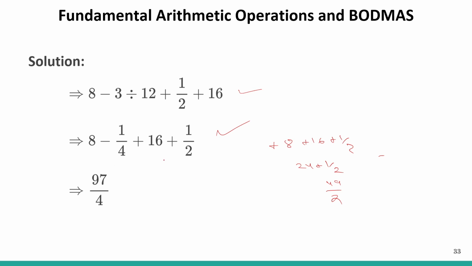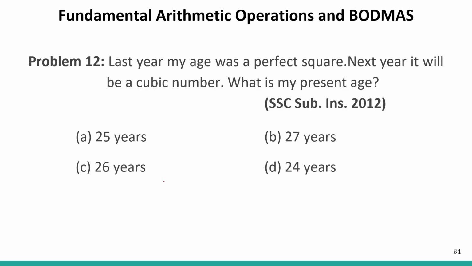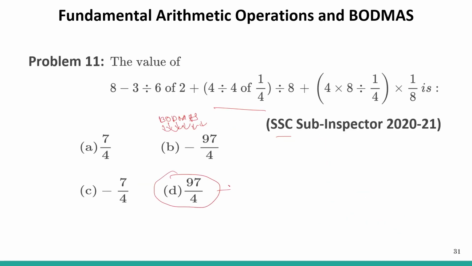Then we need to subtract 1 by 4, because then we go for subtraction, which is in the end. First addition, then subtraction. So this will be equal to 4, so 98 minus 1, this is equal to 97 by 4. So 97 by 4 is the correct answer here. This is wrong as there is a negative symbol here. This is wrong. So that's enough for today. Thank you.